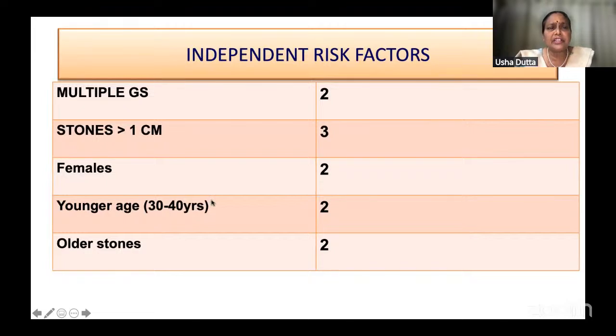What are the independent risk factors for developing complications or symptoms down the line? If there are multiple stones more than 1 centimeter, telling you that the stone has been sitting in the gallbladder for some time. Women are at 2 times more risk to develop symptoms. Younger age at presentation, they are again 2 times at more risk for symptoms. And older stones, that means larger stones and stones which we know have been there in the gallbladder for a long time. In fact, yesterday only a colleague of mine, who's an alumnus of PGI, rang up at the age of 70. His gallstones have now started becoming symptomatic. So it is a very common telephone call I receive, that it has been asymptomatic for a long time and now it has become symptomatic.